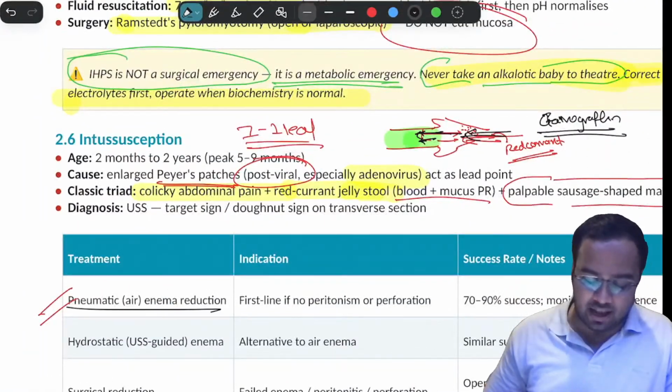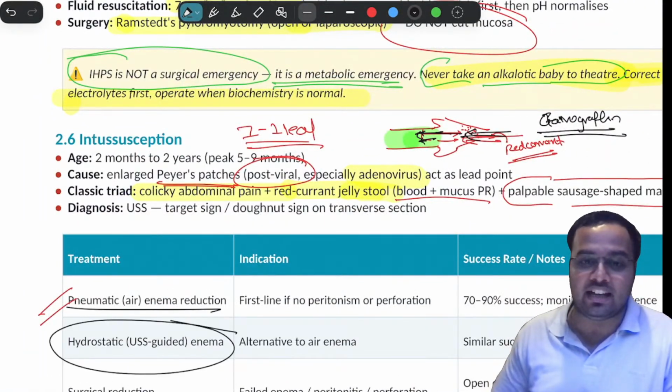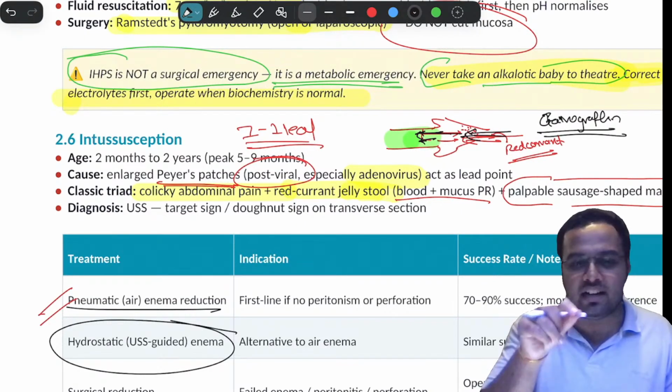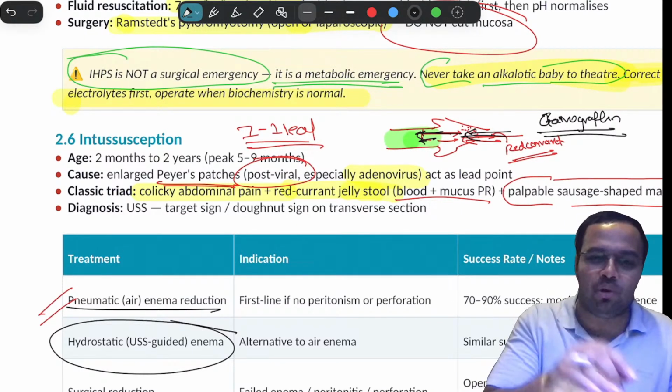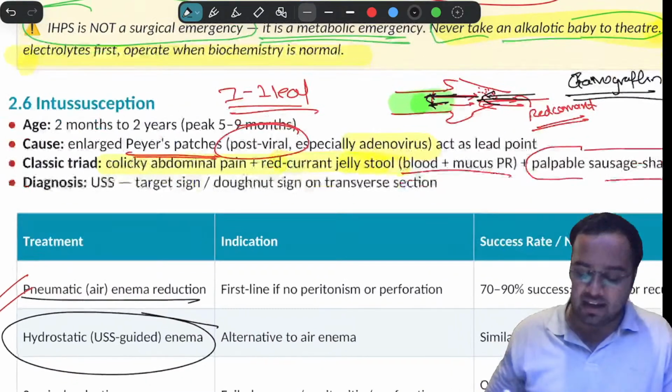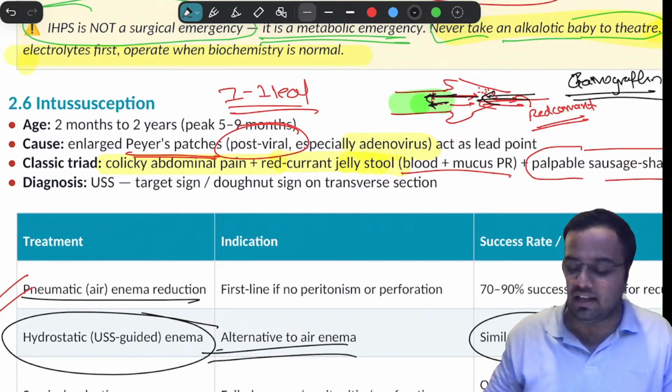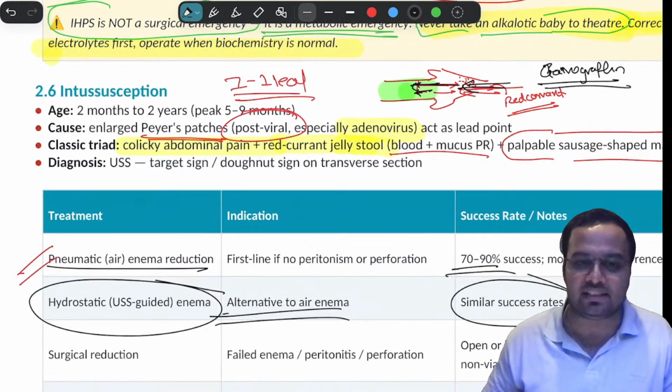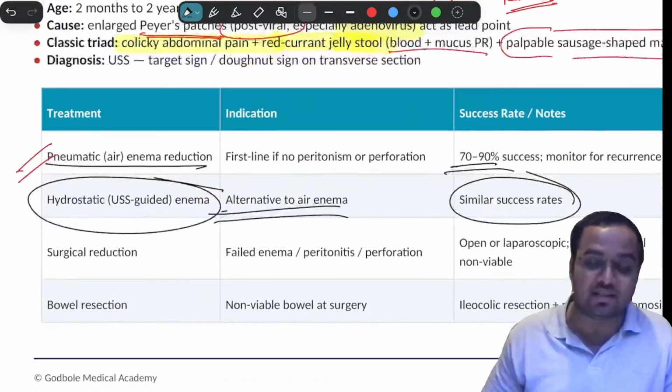Pneumatic air enema can be given, or hydrostatic USG guided enema can be given. So you can insert a catheter under USG guidance and you can see where it is going, and then you can push the enema from that. It is an alternative to air enema and has similar success rates. So 70 to 90% success can be there just with the help of this type of conservative management.